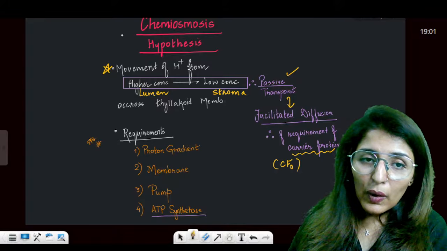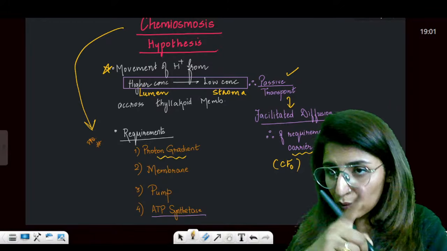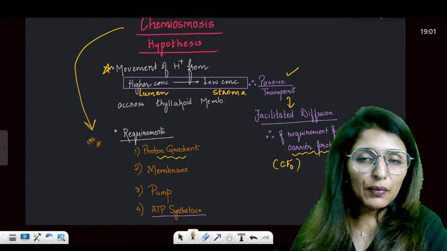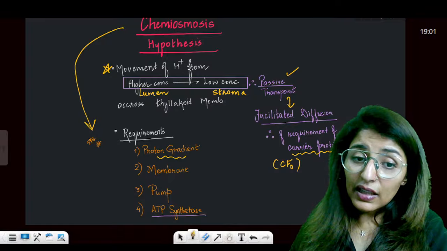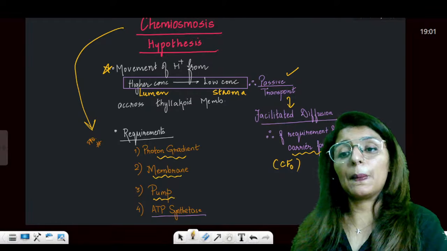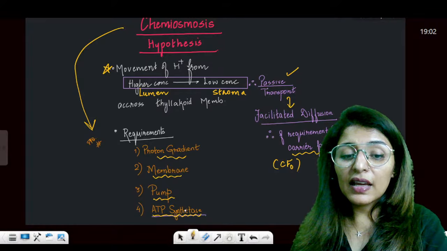So what are the requirements? Very, very important thing. We need a proton gradient for the protons to flow. Gradient means difference. If there is no difference, protons won't flow. So first of all, we need a proton gradient. Then we need a membrane across which they can flow. Third, we need a pump, right? And fourth, we need this ATP synthase.